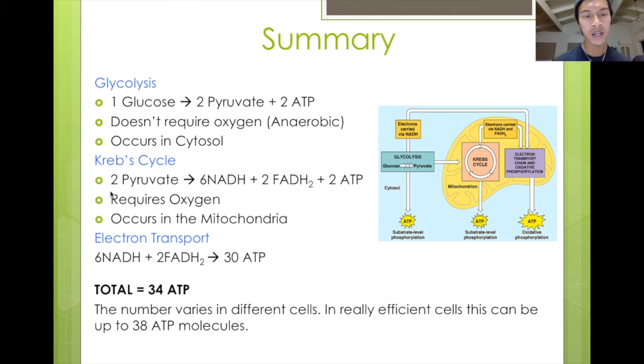This process requires oxygen and occurs in the mitochondria, and therefore can only occur in eukaryotic cells because only eukaryotic cells have mitochondria. And then in the electron transport chain, the 6 NADH and 2 FADH2 get converted into 30 ATP. And so your total ATP sits at about 34. Now this number varies in cells. In very efficient cells, it can go up to 38, but on average it sits at about 30 to 32 ATP per molecule of glucose.